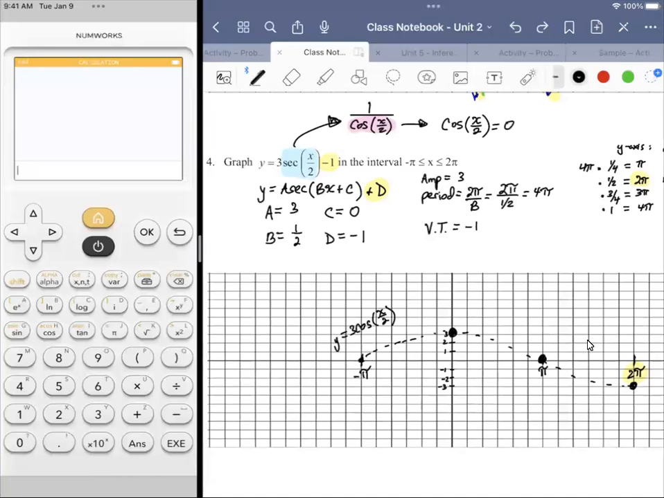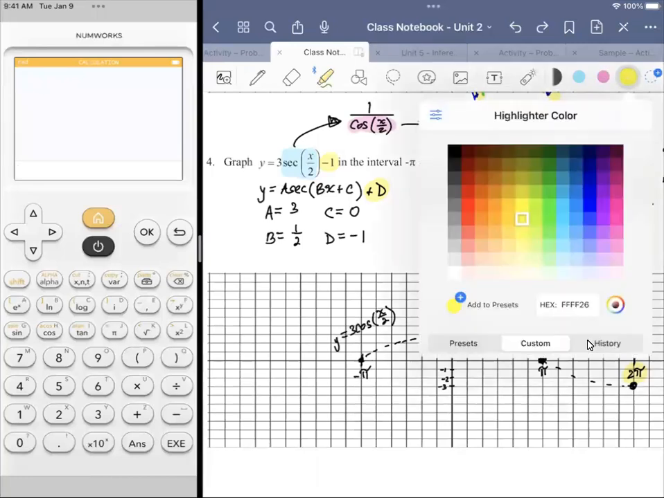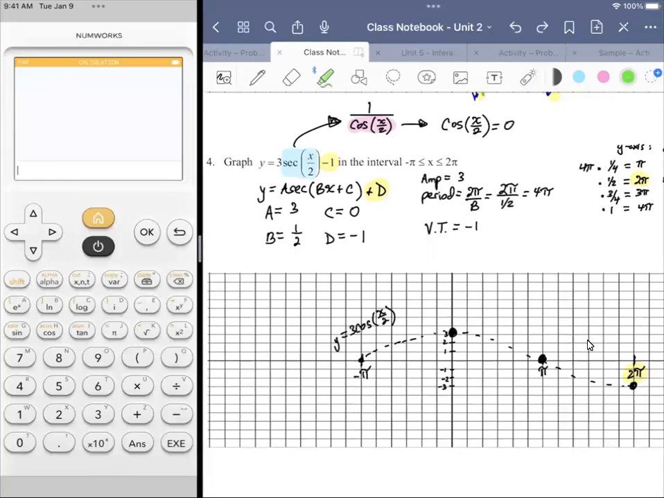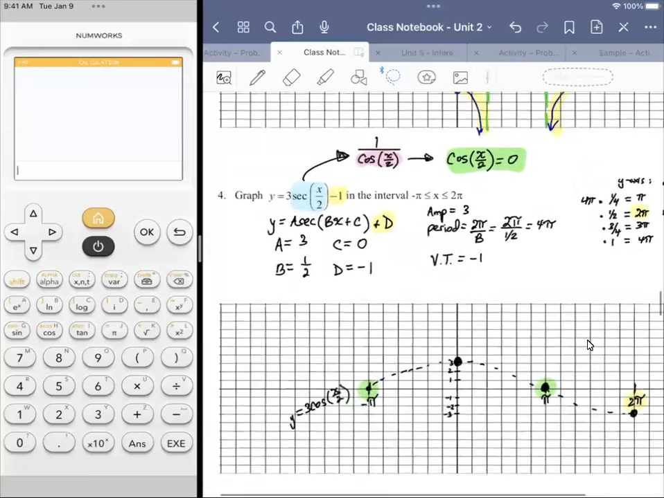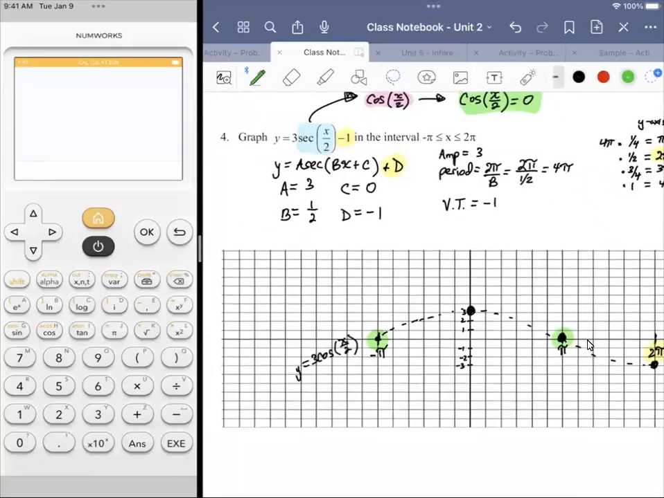Cosine is equal to 0 whenever this graph touches the x-axis. So cosine is equal to 0 here and here. If we had more domain to work with, there'd be more values, but we don't, so there aren't. I'm just going to move that over there, because I'm going to create, what color did I use last time? I did use green. Okay, so I'm going to create vertical asymptotes here.